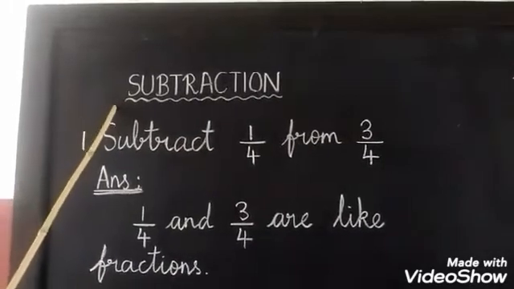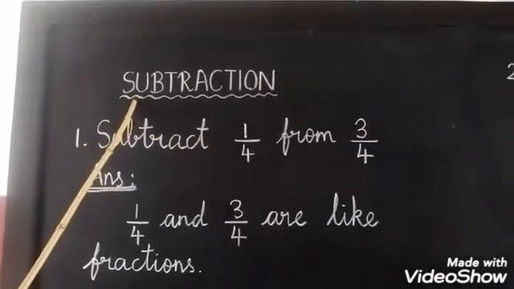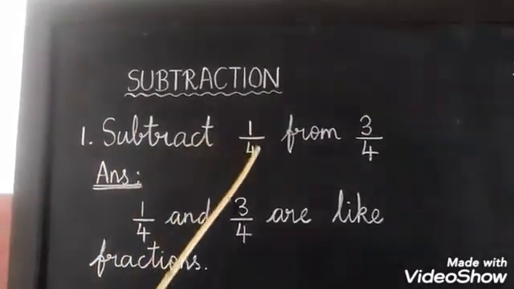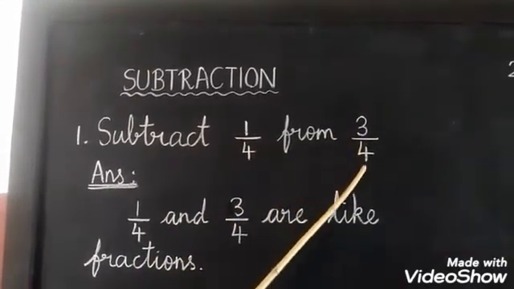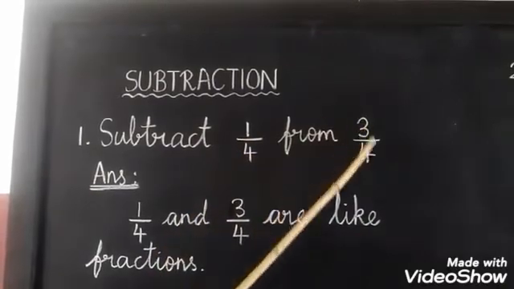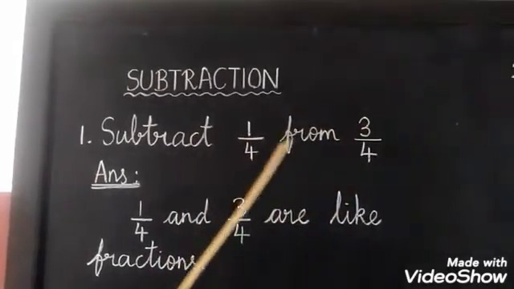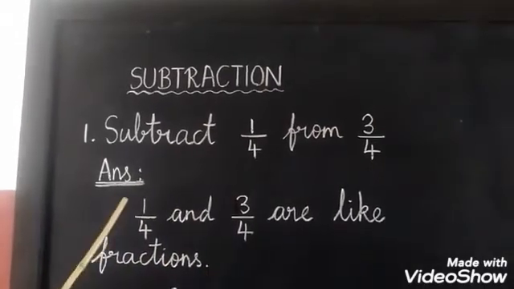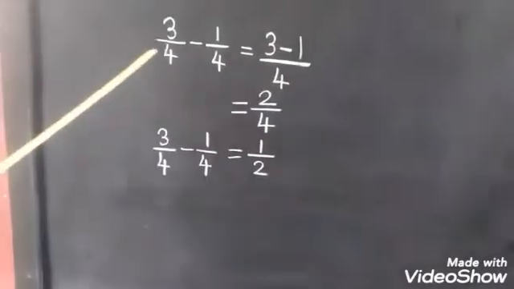Next we will see subtraction of fractions. See the first sum. Subtract 1 by 4 from 3 by 4. See the fractions 1 by 4 and 3 by 4. Both are like fractions, so we can subtract this. 3 by 4 minus 1 by 4.